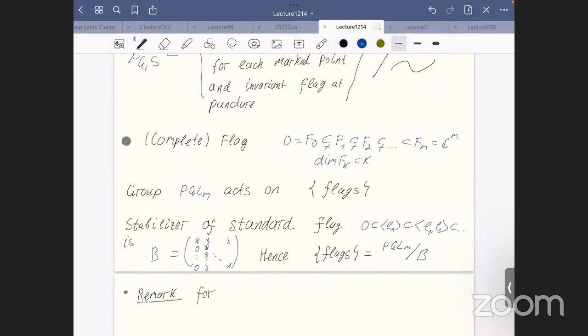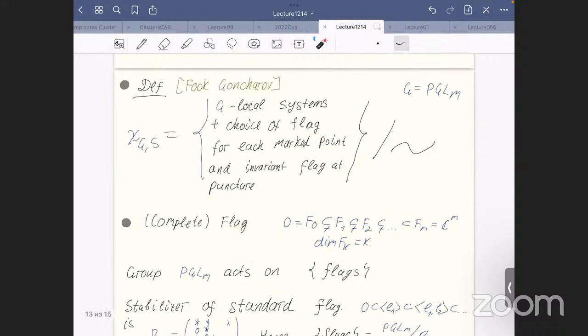Maybe the last remark. For the case m equal 2, the PGL2 case which we considered above, the space of flags is clearly equal to P1. In this case we have only one choice: the zero-dimensional subspace is 0, the m-dimensional subspace is the whole C2. So the only freedom is the choice of a one-dimensional subspace. In this sense, this additional data, the framing choice of the flags, is a generalization of what we had above, the choice of a point on P1.